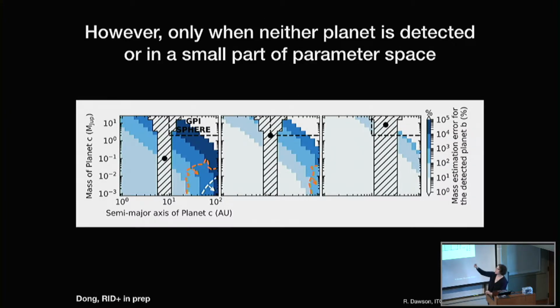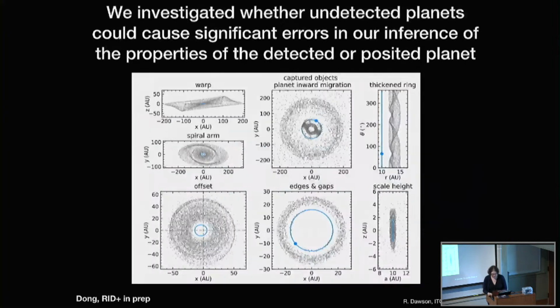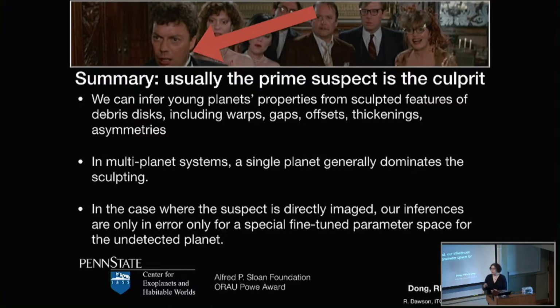However, if we dial down planet B's mass so that it's kind of barely detectable with direct imaging or not detectable, then there's a lot more degeneracy between what are that planet's properties versus what's going on with other undetected planets in the system. And there's a lot of blue on the left. We can be pretty off about whether it's one massive planet or 2 less massive ones. So DJ's been systematically investigating all these different types of features, and generally we come to the same conclusion for all of them, that usually the prime suspect is the culprit. So it's a cliche that the butler did it, but probably he did.